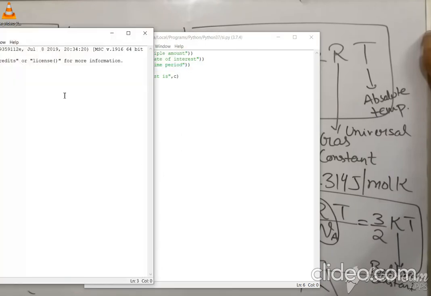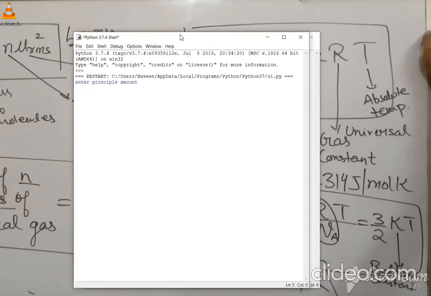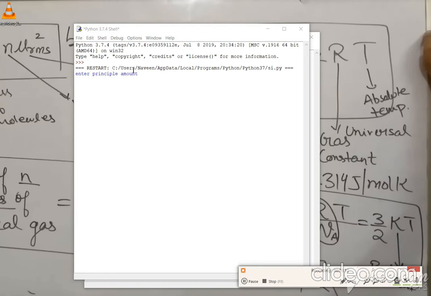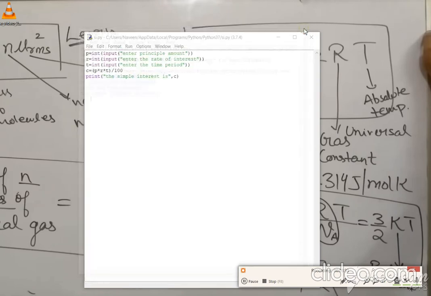Let's check that it is running or not. Enter the principal amount. Let it be 10,000. Rate of interest 14. Enter the time period for 2 years. You can see that the simple interest is 2800. Okay, our program is running.